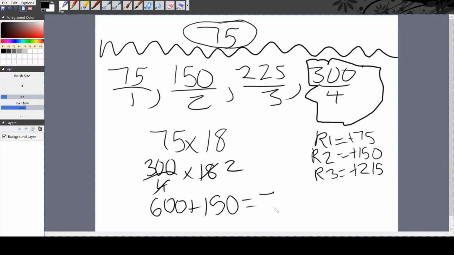Which is 1,350. So hopefully you're starting to understand the concept of how to multiply by 75 now. That's the 75 trick.